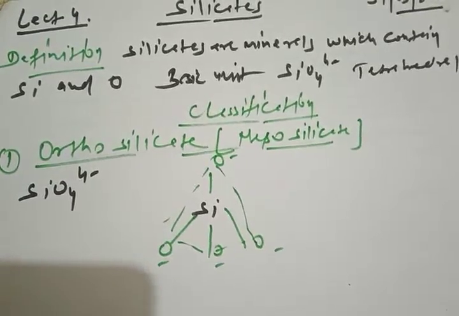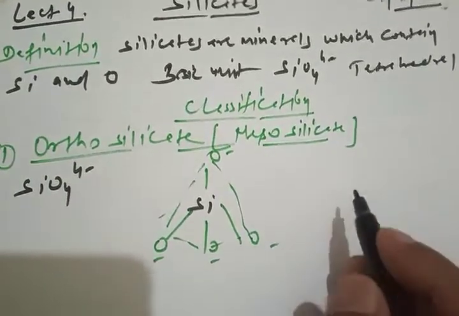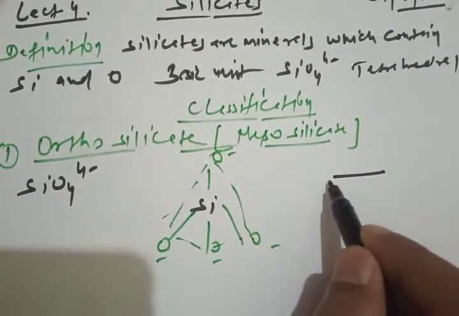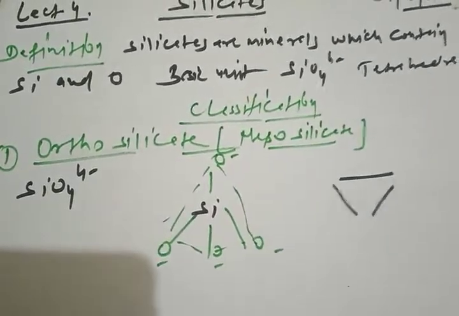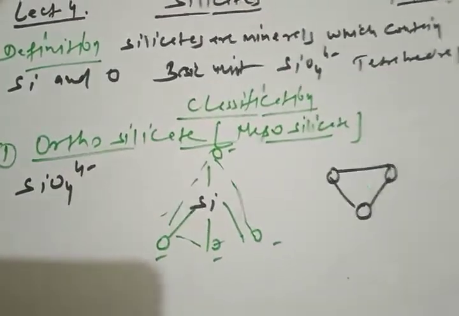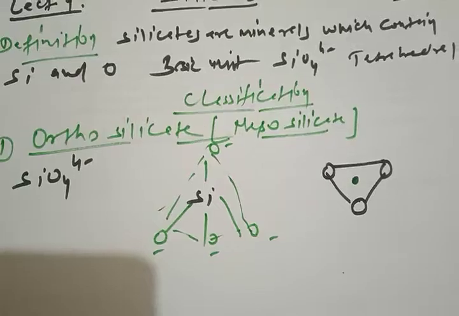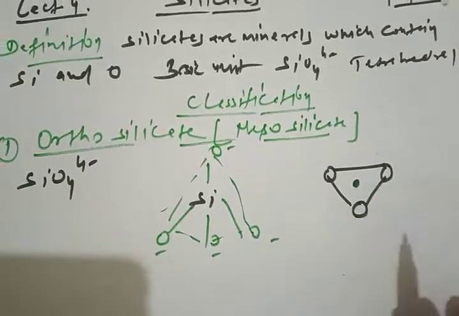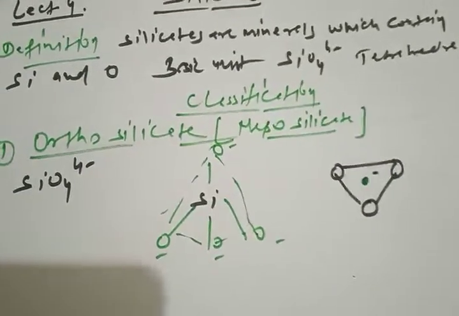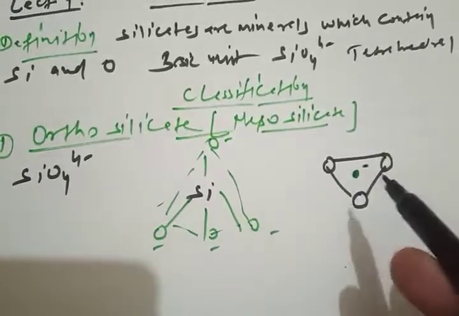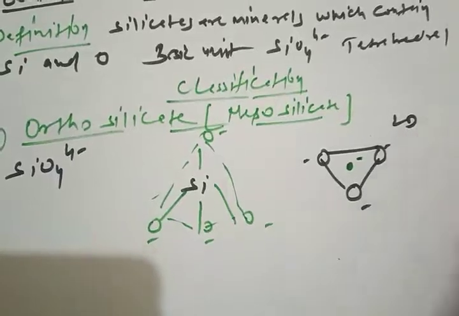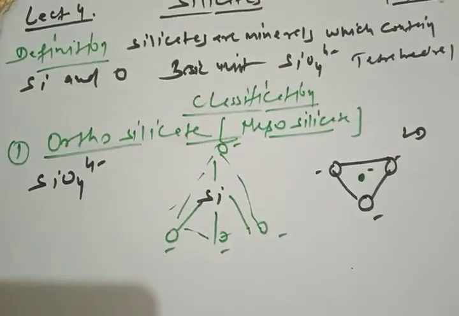And now the 2D structure, how the 2D structure will be drawn. The 2D structure will be drawn like this. And these are the oxygen atoms, and the smallest one is the silicon. The negative charge is showing that the fourth atom in the tetrahedral structure is of this. So this is negative charge, this is negative charge, this is. So this is the 2D structure of SiO4, the orthosilicate.